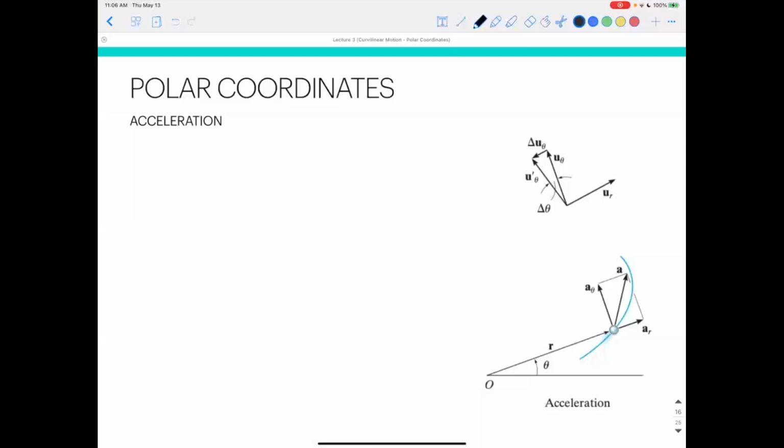So acceleration, instantaneous acceleration, is the time rate of change of our velocity. So let's start with that. We already know where this is going. We have our definition of our velocity, we just wrote it above. So we have d/dt of this big beautiful equation: r dot ur plus r theta dot u theta.